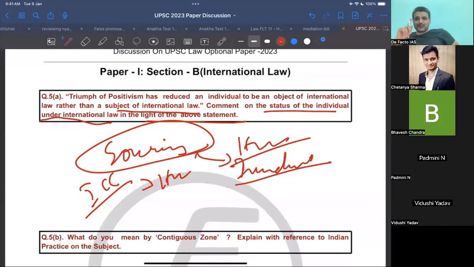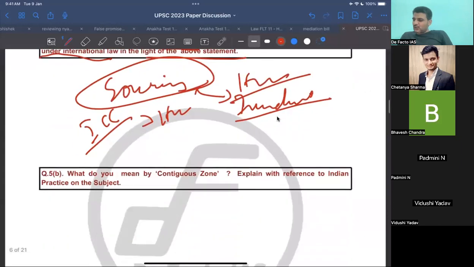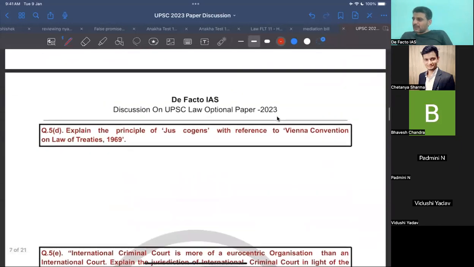Understood, Pratyush? Okay, so you need not write the whole definition. As I was telling you, positivism says so and so, now the individual has acquired importance, and then you write examples where the individual has acquired importance. That's it. In fact, I was looking at this question and one next question.